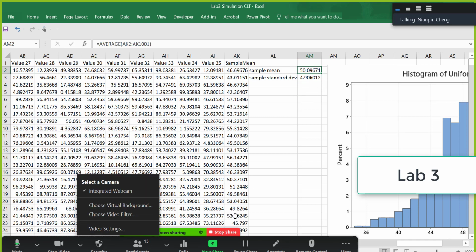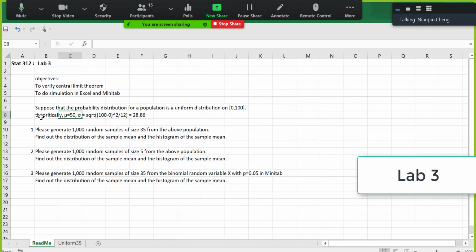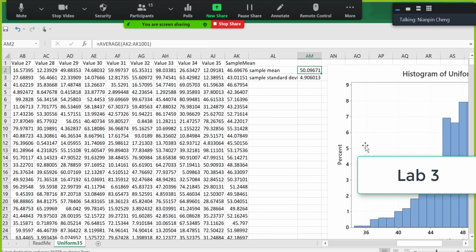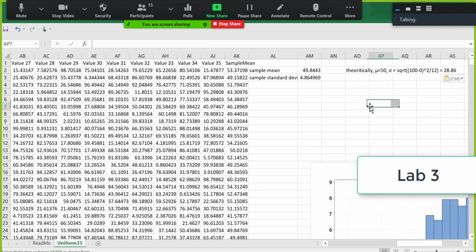So we look at the theoretical true population mean and the true population standard deviation. Population mean is 50, so 49.8 is very close. Population standard deviation is 28.86, but my sample mean standard deviation is quite small.